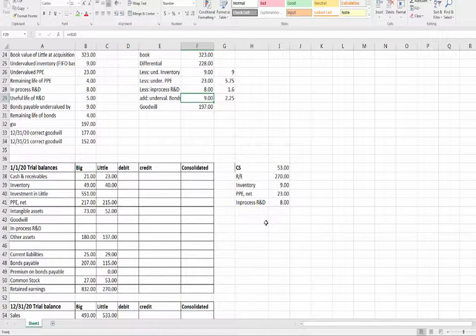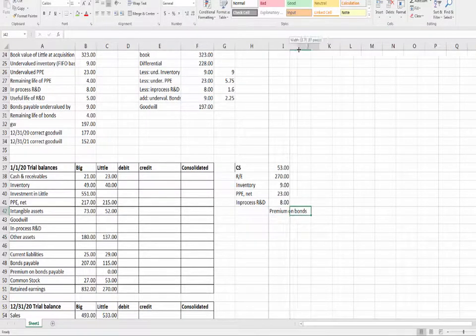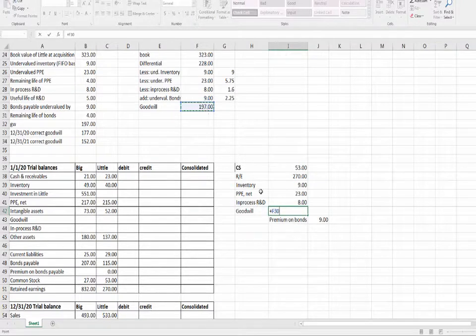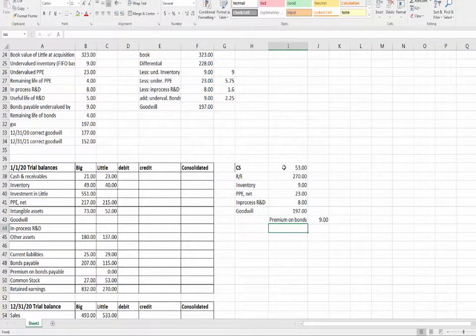Now again, these are undervalued bonds. To increase the reported value of the bonds, we're going to go ahead and use a premium on bonds of 9. Ooh, and I left out my goodwill, so let me scooch that down a line. Goodwill plus 197. And if you add all this stuff up, that gives us the total value of 551.